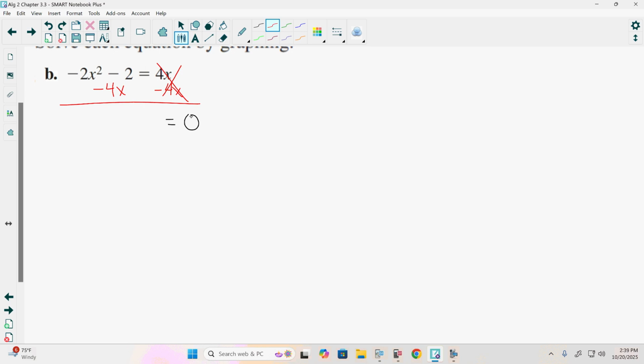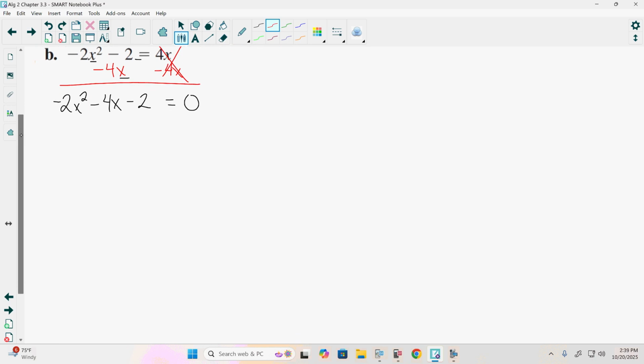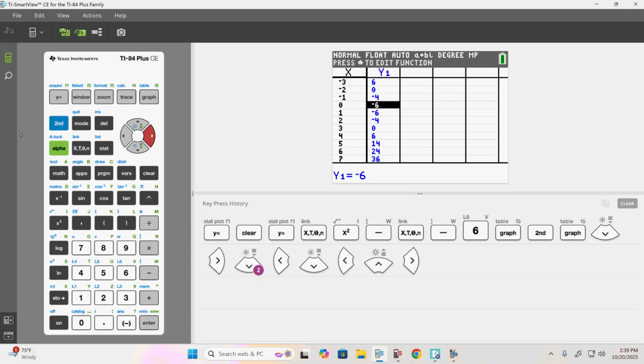Now negative 2x squared, negative 4x, and negative 2 are not like terms. We don't have the same variable attached to all three. So since we can't combine them, we're just going to write it in standard form. Variable with the biggest exponent goes first, second biggest, and then decreasing. So x squared, x, constant term. Now at this point, we have it equal to 0, so we can graph it.